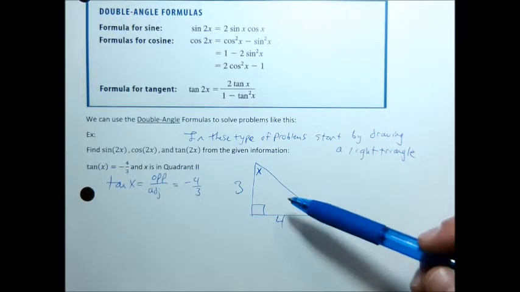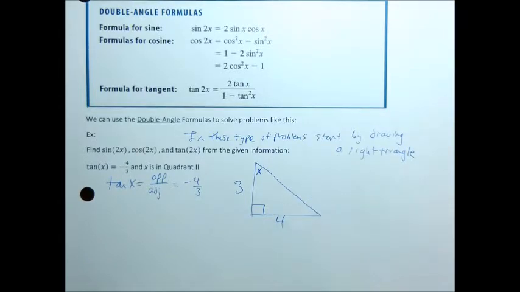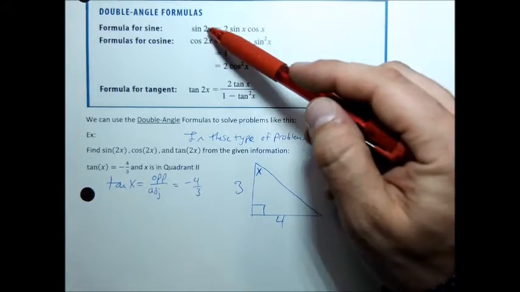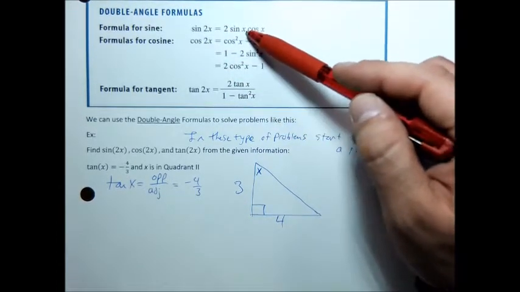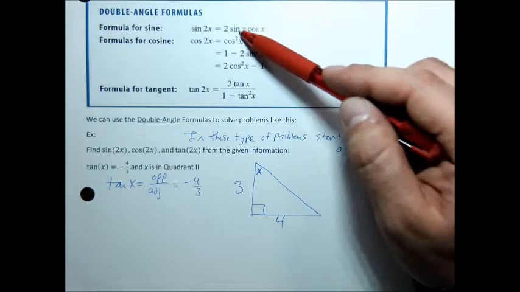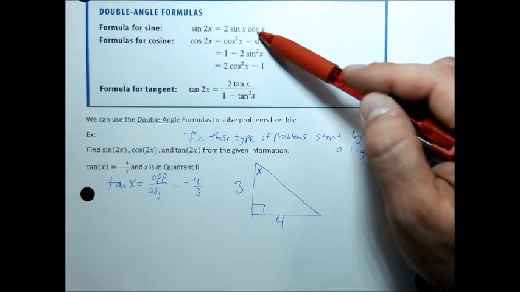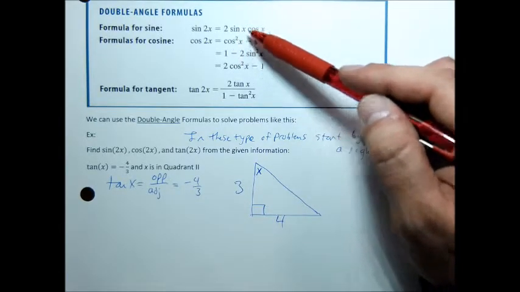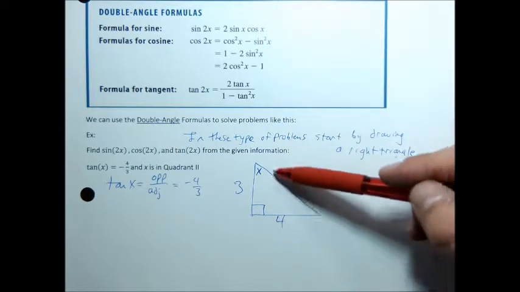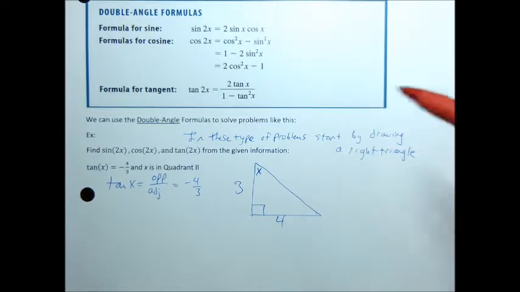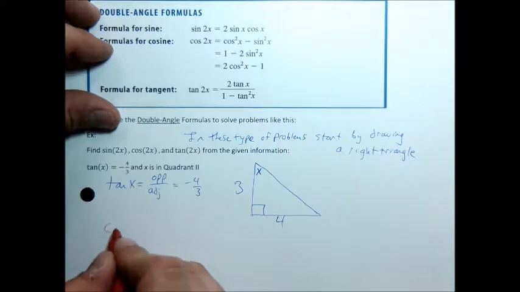And so, eventually what we want to do is write down cosine of 2x and sine of 2x. But in order to do cosine and sine of 2x, we need to know sine of x and cosine of x. And so we need to find this third side before we do that, right? Because what we want is to say, yeah, go ahead.